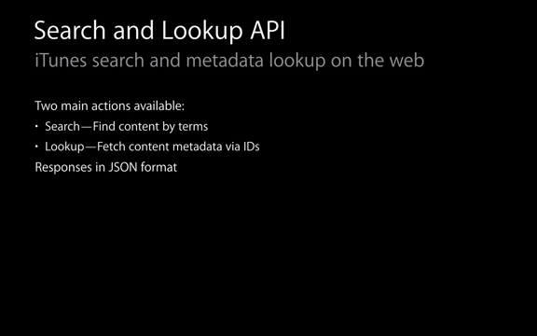There are two main actions. The first is search. This is probably like you expect. You can find content by name. If you know the artist name or the song name, or your user wants to type something in and find specific pieces of content, you can do that with the search API.